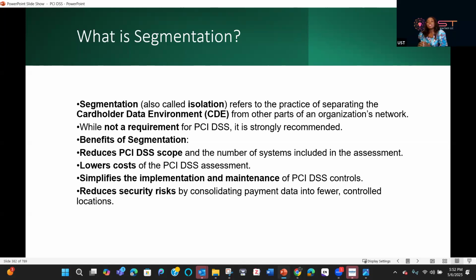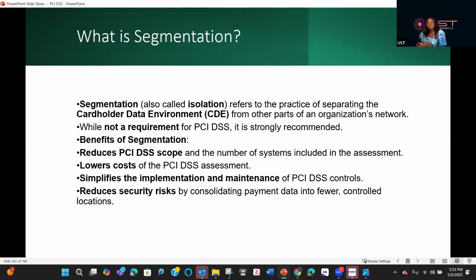And that's why. What are some of the benefits of segmentation? First, it reduces PCI DSS scope and the number of systems included in the assessment. Remember, if you have those VLANs, you segmented even your network, then you just group what is involved with PCI DSS. It definitely reduces the scope, right? Lower cost of the PCI DSS assessment. Of course, it definitely reduces the cost, because if not, you have to assess everything, and that can be costly. It also simplifies the implementation and maintenance of PCI DSS controls. That makes sense, because you have to implement controls for the devices that are within scope.